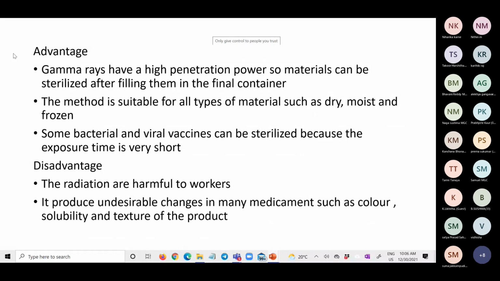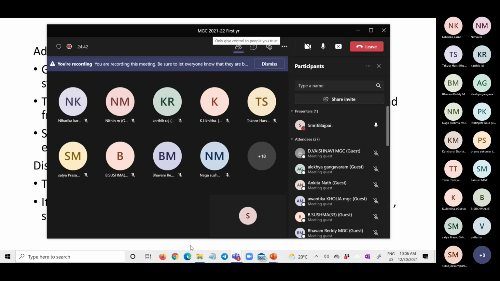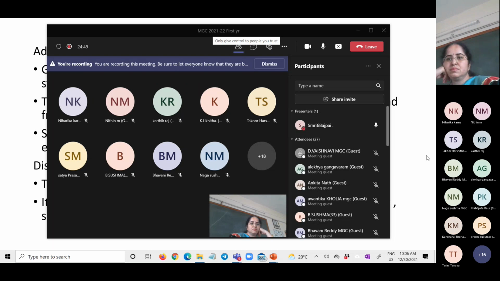So till now we have seen the advantages and the disadvantages. Now let me come back to the class. Yes, am I clear to you on all these points? Till now we have seen ultraviolet, infrared and gamma radiation. Are these three clear? Yes, ma'am. Okay.